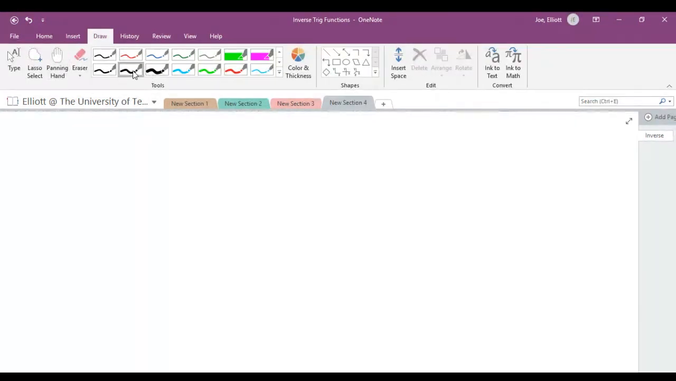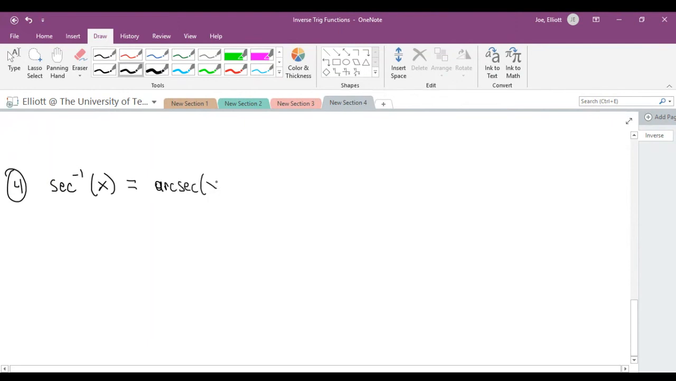So then I guess the next one we would do, well, it doesn't matter, but let's do secant inverse next. Which then some people might write as arcsecant then. Okay.